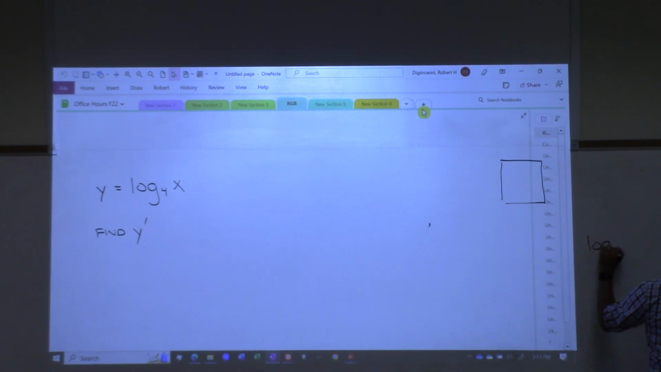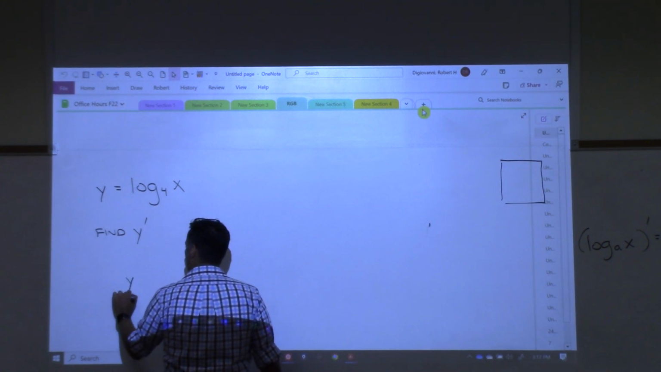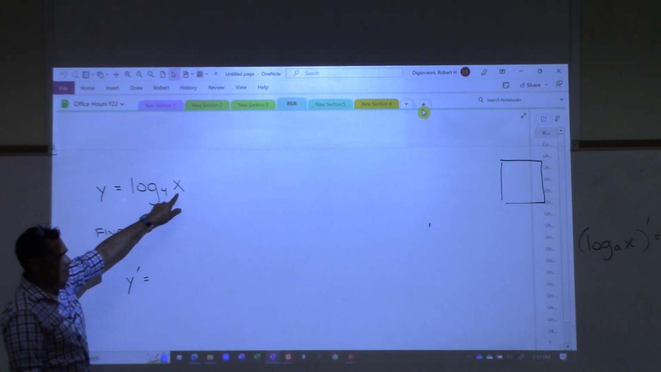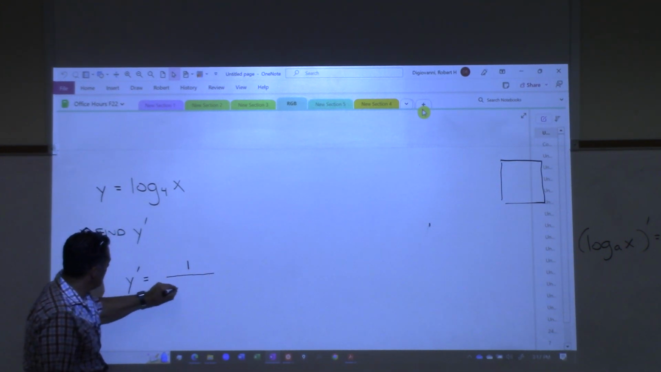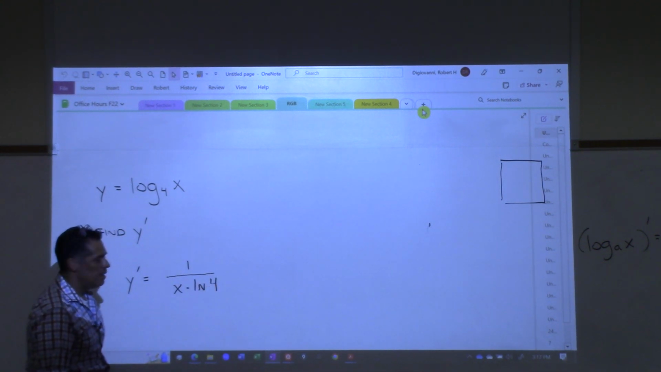The derivative of log base a of x is 1 over x times natural log a, right? That's the formula. So for us here, we have log base 4 of x, so according to that formula, it should just be 1 over x times the natural log of 4. And I'm done.